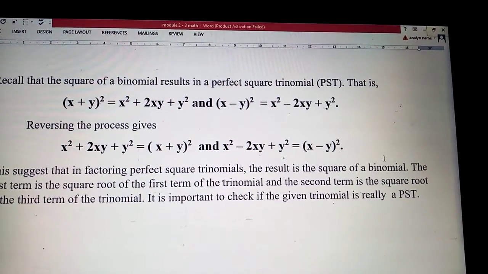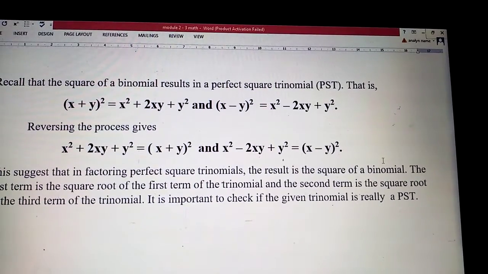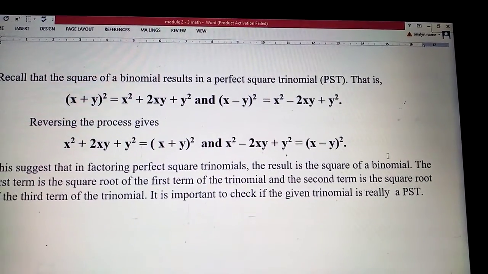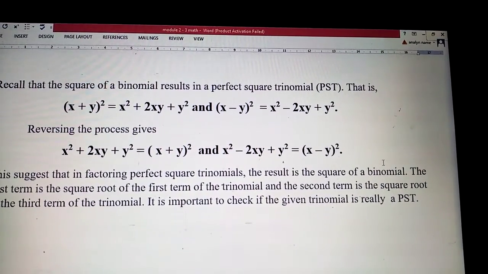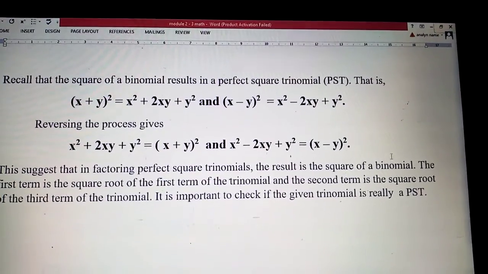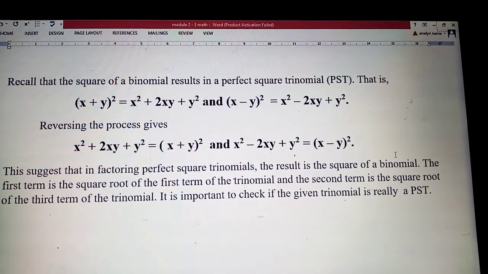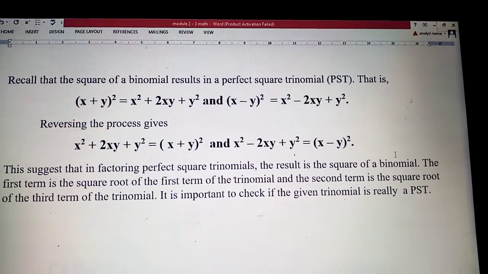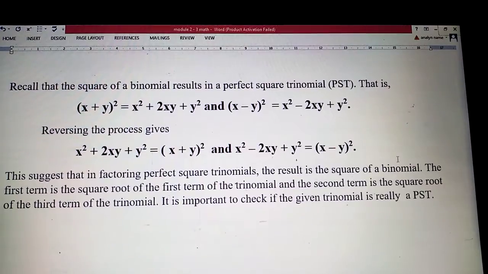Tandaan na ang square of binomial, pag sinabing binomial, dalawa, tapos squared, so may squared sa taas. Pag sinabing perfect square trinomial, pag trinomial, ibig sabihin nun, tatlo. Understood na yan na tatlo. Then, masasabi mo lang na perfect square trinomial kung ang equation ay may squared.